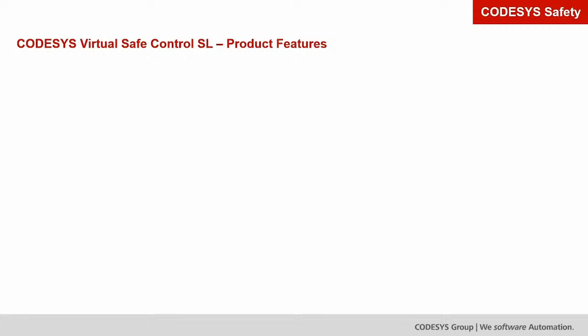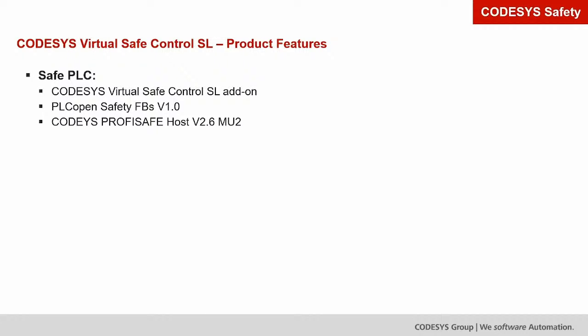What product features do we have in that first version? There will be an add-on CODESYS Virtual Safe Control SL, which brings the SL runtime, the safe SL runtime for basically Linux systems. It includes the standard FBs of the standard library, the PLCopen safety libraries in version 1.0, and in the first version, the CODESYS PROFIsafe host in version 2.6 maintenance update 2. In further versions, we plan to also support FSoE.